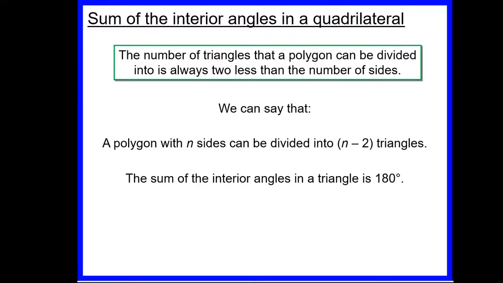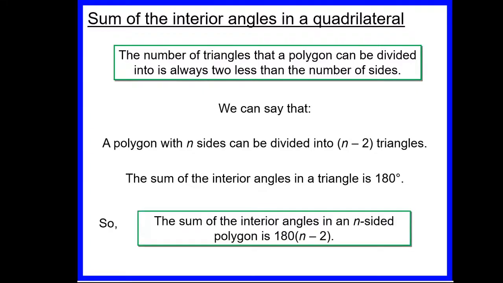So using a bit of algebra, if we call the number of sides n, then the number of triangles we can make is n minus 2. We know the sum of each of those triangles is 180. So our final formula then: the sum of the interior angles of an n-sided polygon is 180 times n minus 2. 180 degrees for each triangle times the number of sides minus 2, which is the number of triangles we can make. Okay, so again, might be worth writing that down.